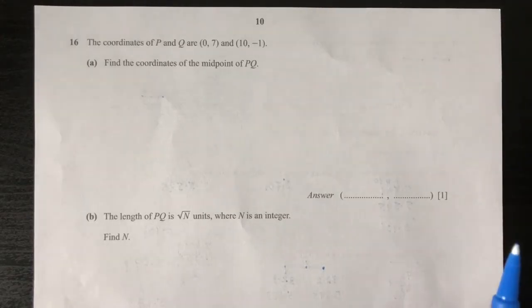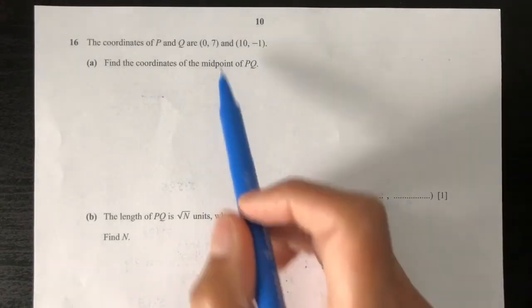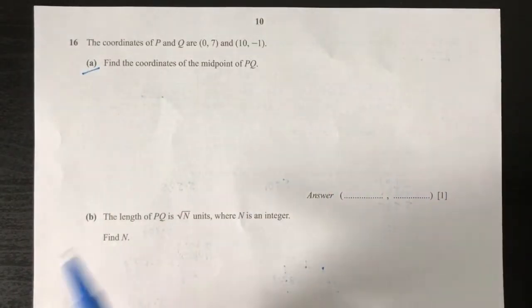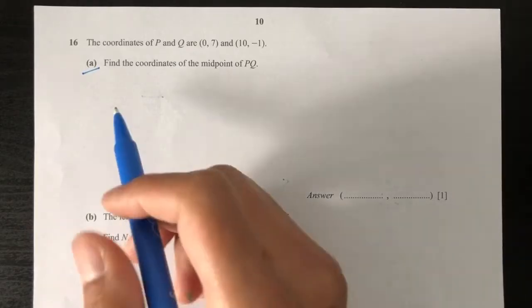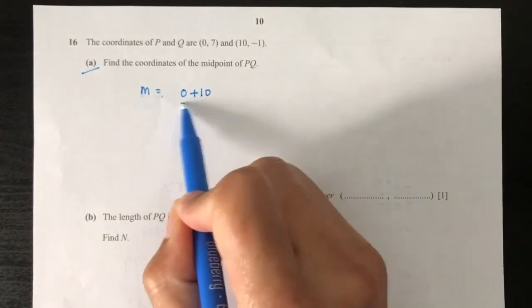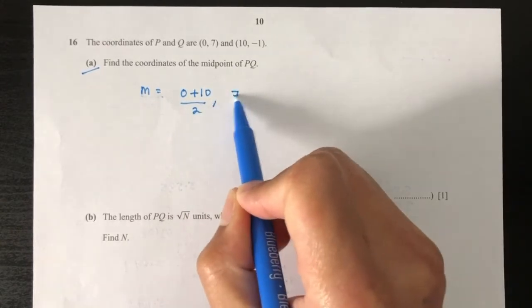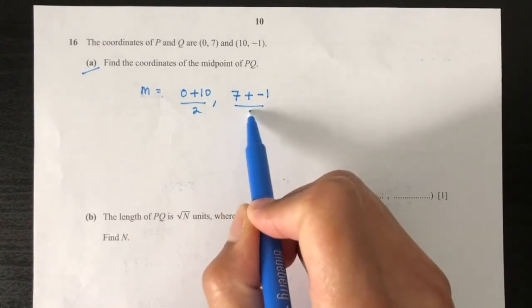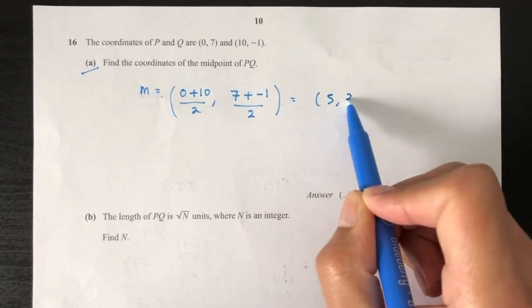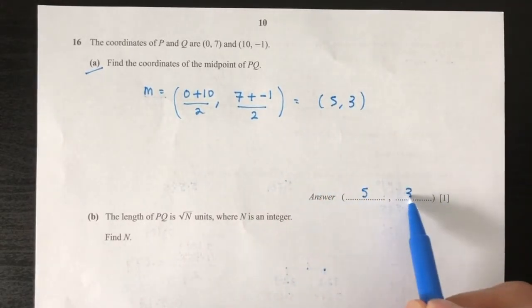Now let's move on to question number 16. The points P and Q are given to you as follows. So part 1, find the midpoint of PQ. So pretty easy, we just have to use our formula here. So midpoint is equal to x1 plus x2 divided by 2 and y1 plus y2 divided by 2. And that is equal to 5, and that is 3. So 5, 3 will be your midpoint.